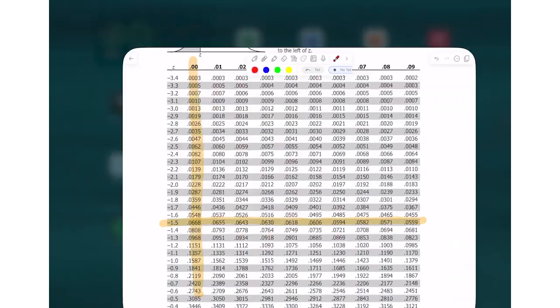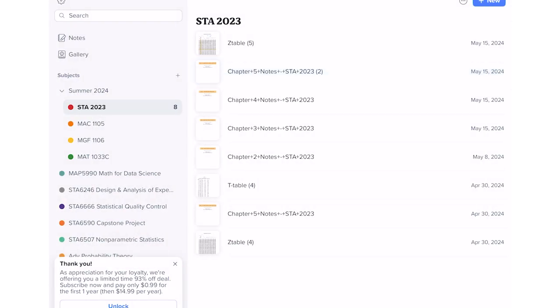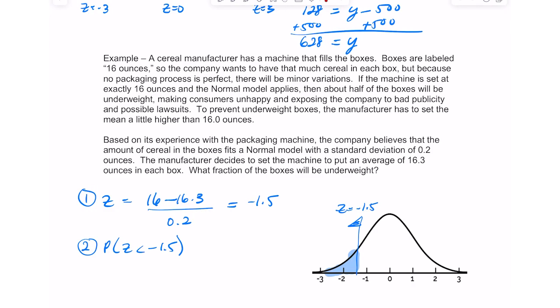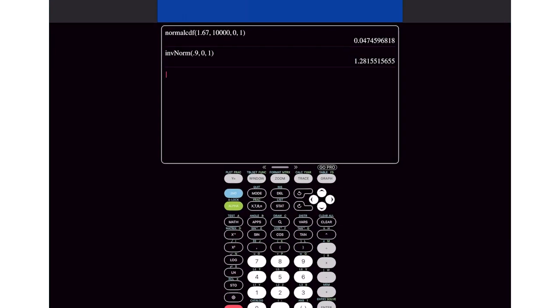But what I'm going to do is use technology, and we'll compare our answer. Remember, we want to do normal CDF. My lower boundary would be down here, so that's going to be negative infinity, but we can't type that in. We're just going to put negative 10,000. My upper boundary is negative 1.5, and then my mean is 0 and my standard deviation is 1. When I type that in, let's see what we get.